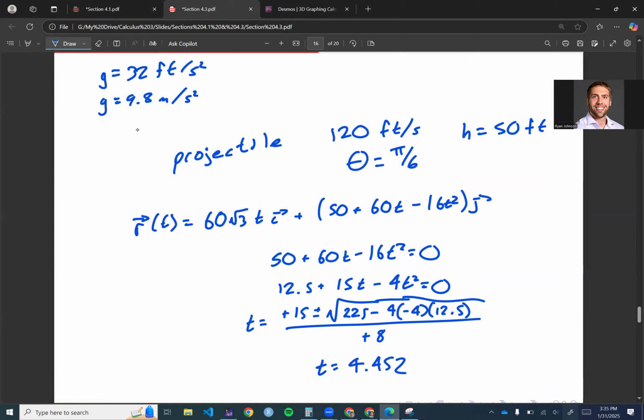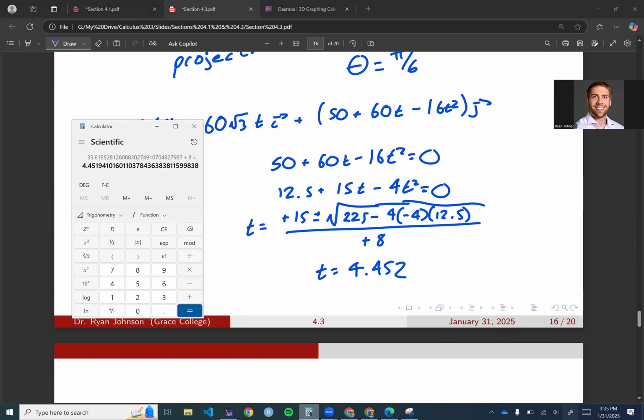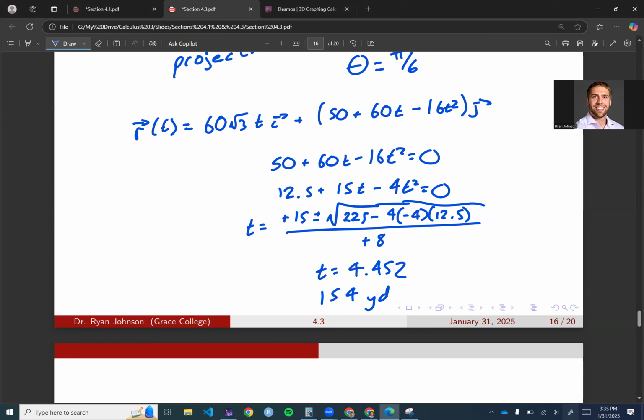So then plug that into the x component of the function, which was 60 times the square root of 3, and I get 462 feet. And then if I'm golfing, we usually like to measure golf things in yards, right? So divide that by 3, and that's 154 yards. Not too shabby.